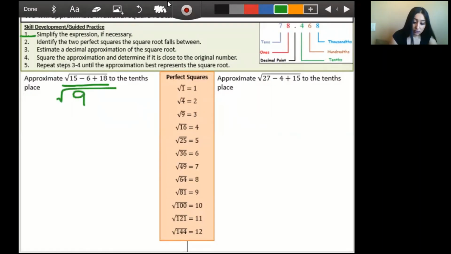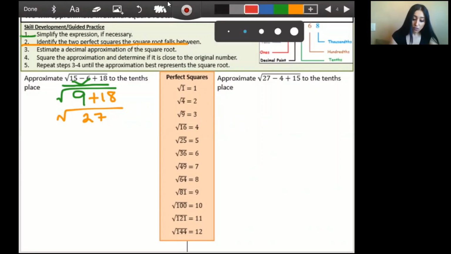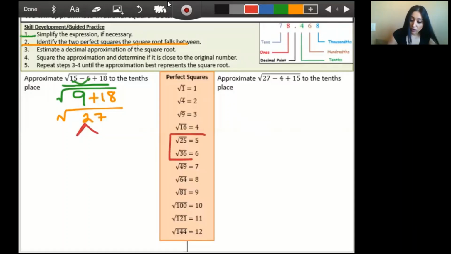So I have the square root of 15 minus 6, which is 9. Now I have 9 plus 18. The square root of 9 plus 18 leaves me with 27. So I've simplified the expression. Now I can identify the two perfect squares that this square root falls in between. So the square root of 27 is in between the square root of 25 and 36.